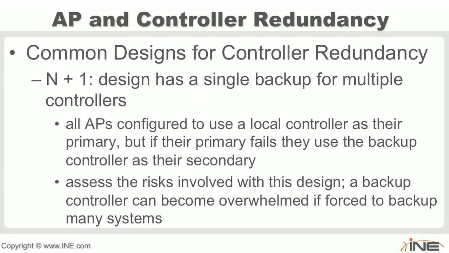Common designs for controller redundancy are either N+1, N+N, or N+N+1. So N+1 is that the N is the wireless LAN controller. We have a single backup for multiple controllers. So I might have, for instance, WLC1 and WLC2, and they each have the backup of WLC3. So WLC1 has a backup of WLC3 only, and WLC2 has a backup of WLC3 only.